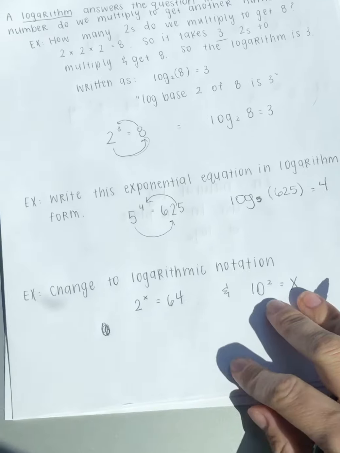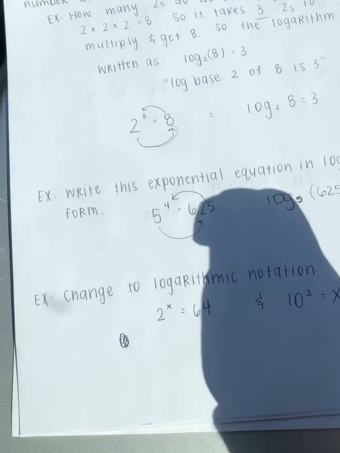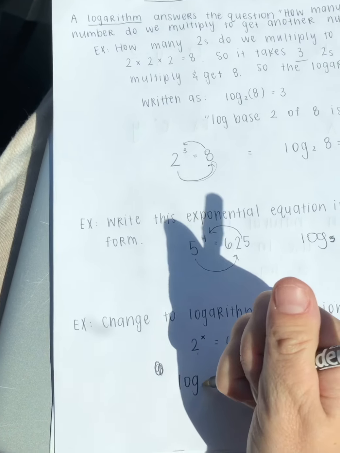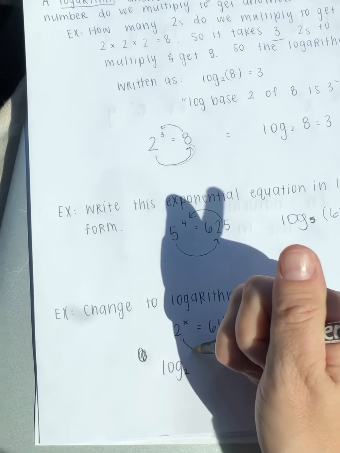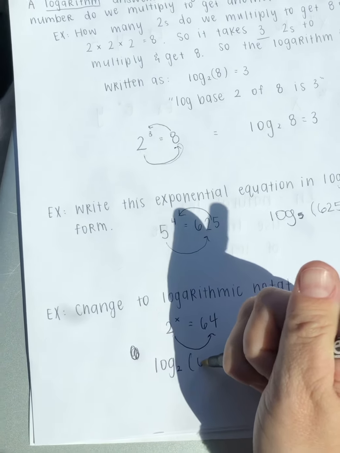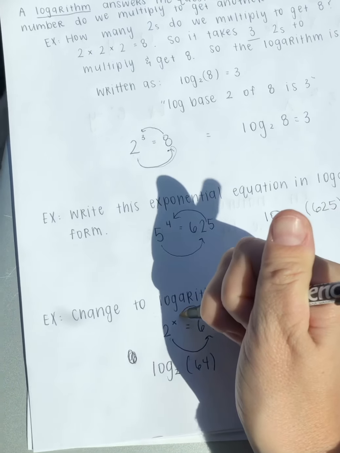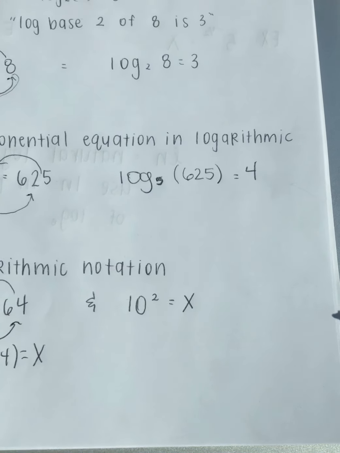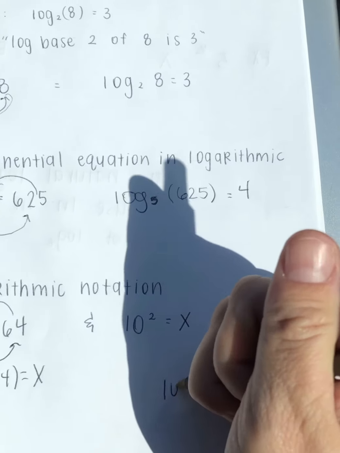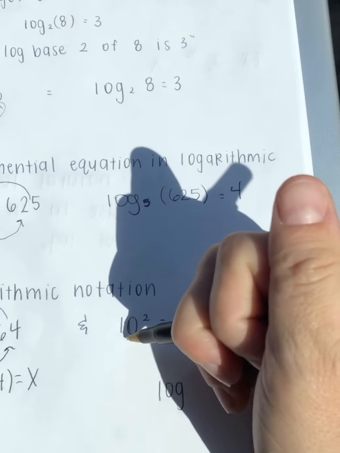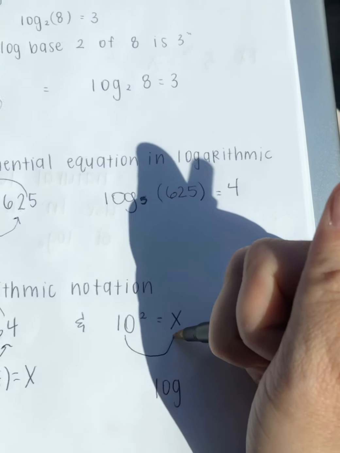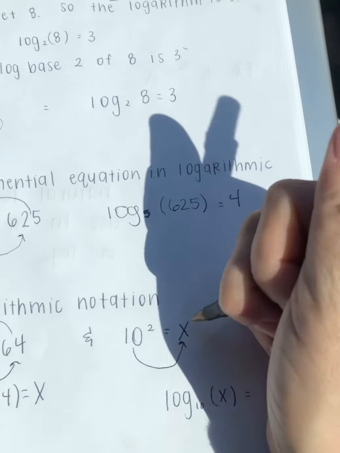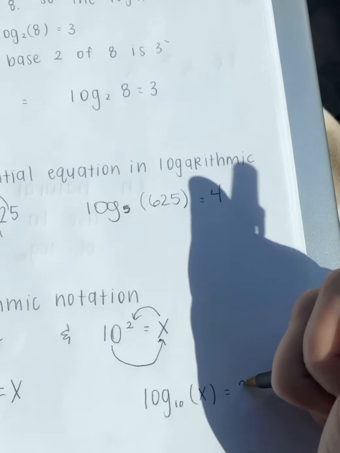Okay, let's do it one more time. So we're going to spiral. We're going to start with log base 2, so a little number 2, of 64 equals x. Alright, next one. So we're going to say log, we're starting here at our base. Okay, so log base 10 of x equals our exponent, 2.